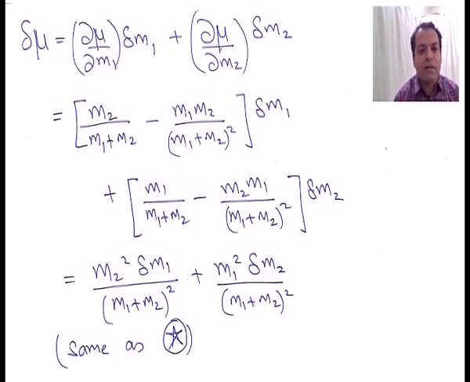This is the chain rule for a function of two variables, when you try to find the change in a quantity which is a function of two variables. Looking at the expression for mu, I can take the derivative with m1 and write the first term. I can take the derivative with m2 and write the second term. In the first case I will keep m2 constant. In the second case, I will keep m1 constant. And in a couple of steps, I have the same answer as star.